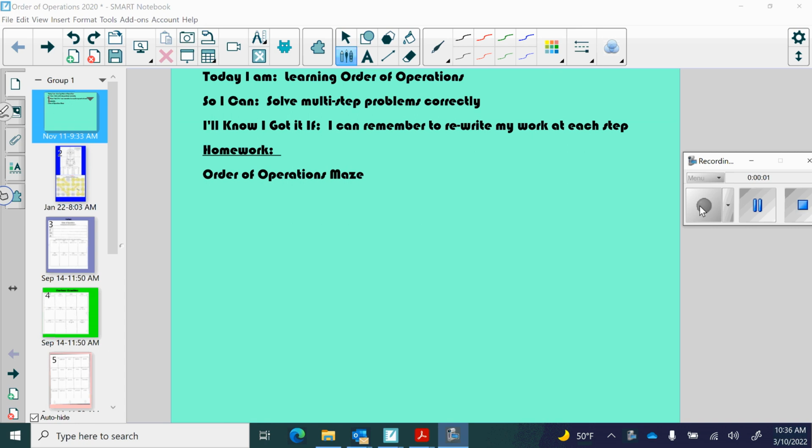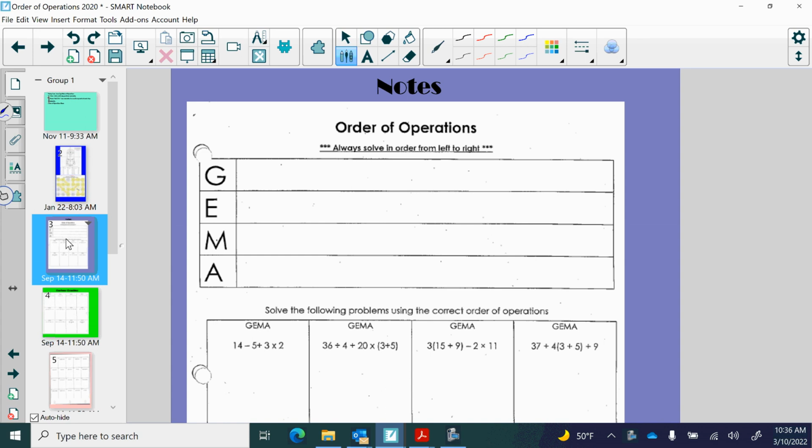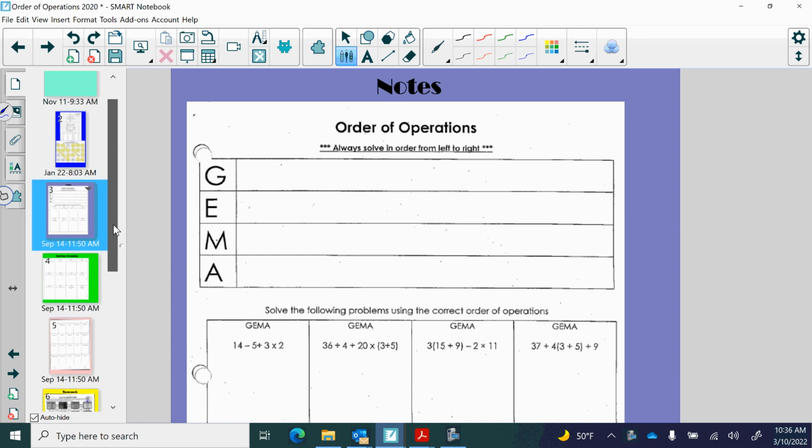We are going to do what should be a review lesson, but this is a critical piece. It's called the order of operations. When we do this one, we're going to change what many of you may have learned before.